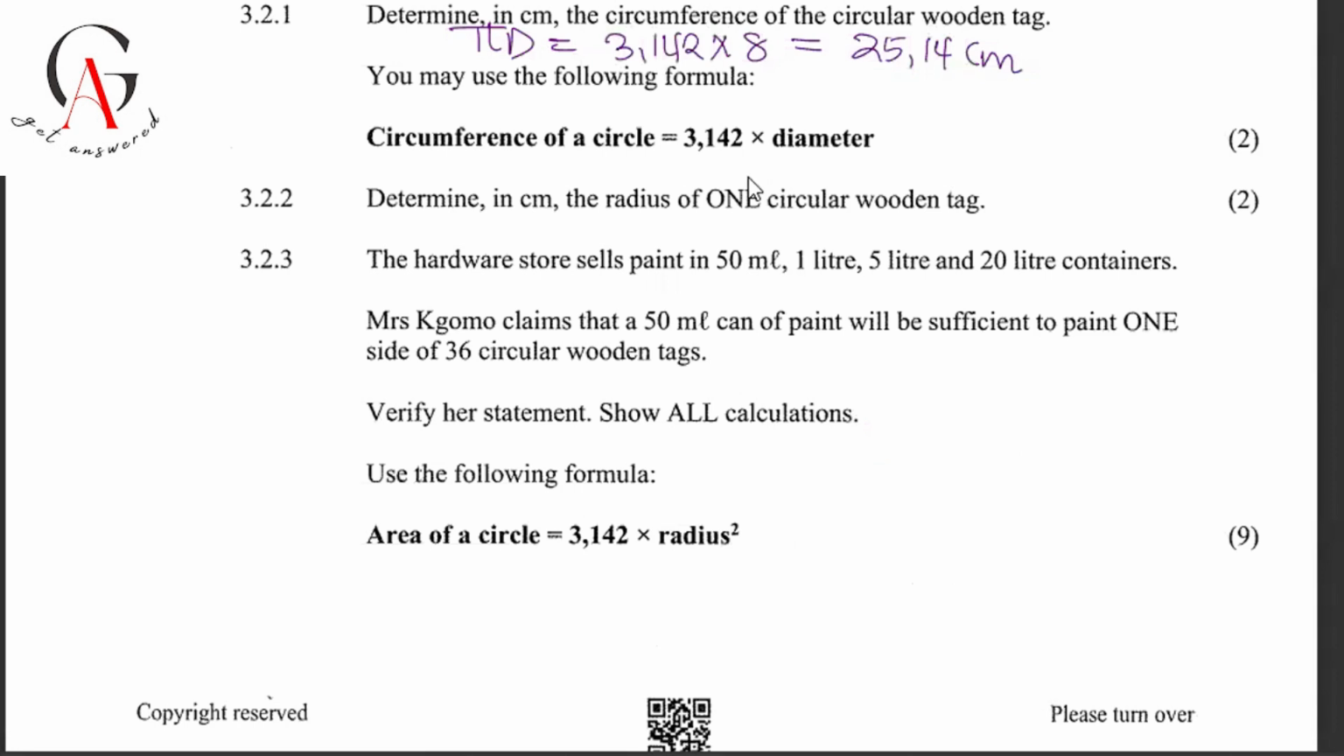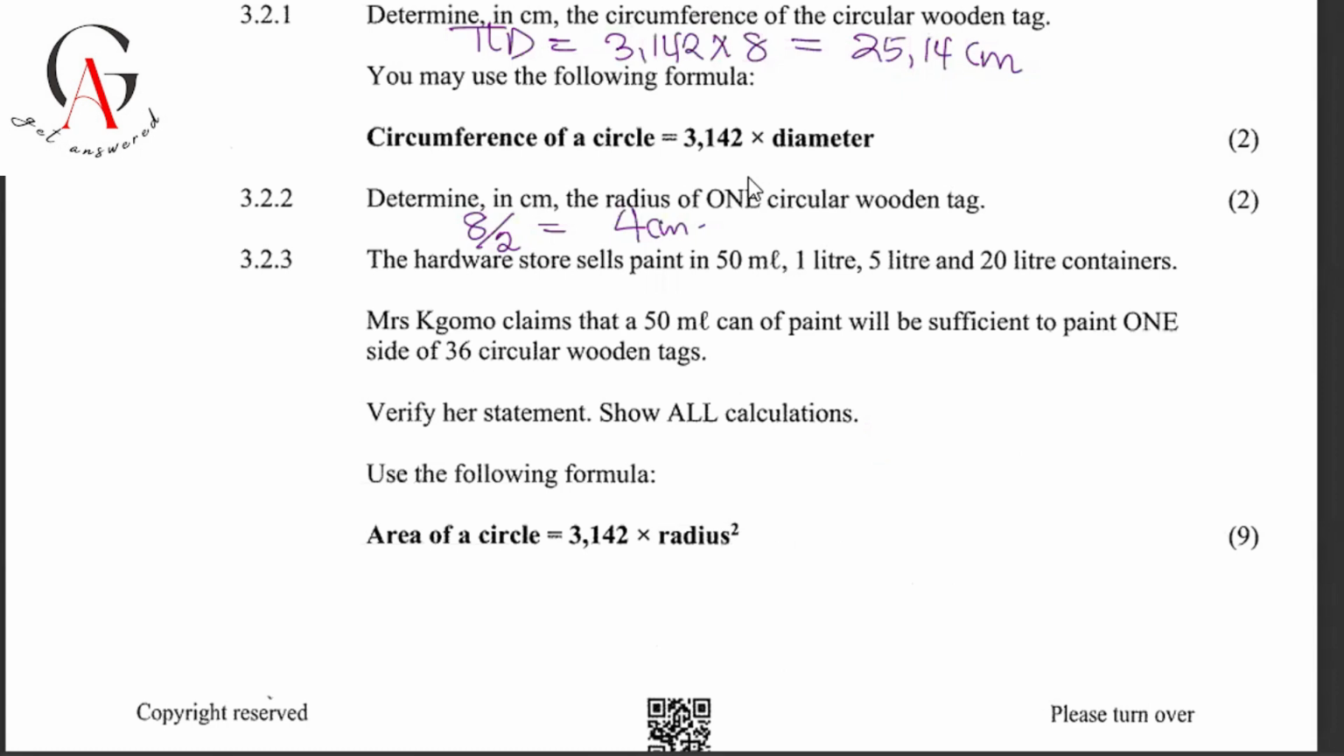All right, they're telling us, determine in centimeters the radius of one circular wooden tag. So the diameter is already 8. You determine the radius by dividing the 8 centimeters by 2. So the radius is 4 centimeters.